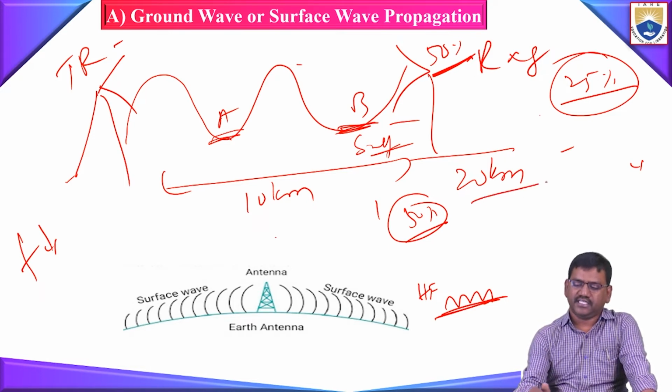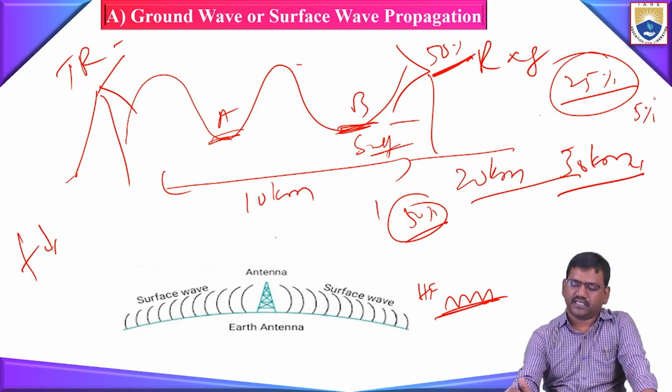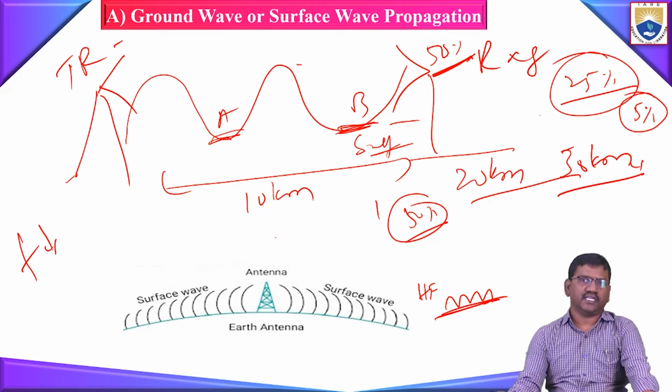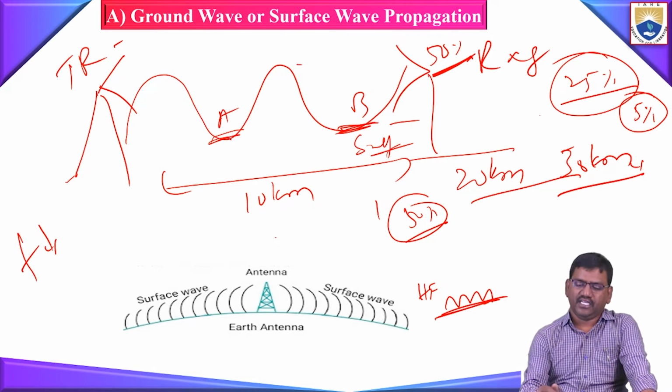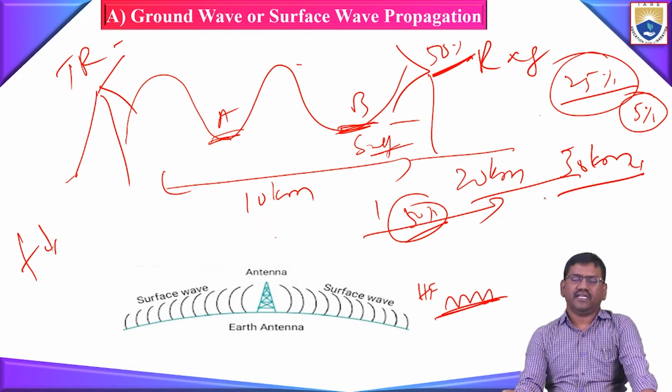So as the distance increases from 20 to 30 kilometers, we are going to receive only 5% of the energy from the transmitting antenna at the receiving antenna. And finally, as the distance between the transmitting antenna and receiving antenna increases, none of the power is going to reach the receiving antenna.